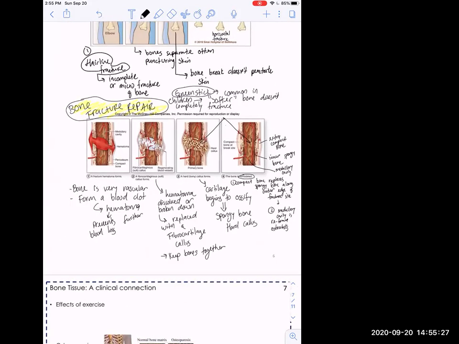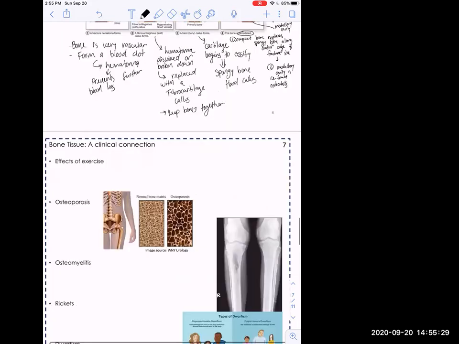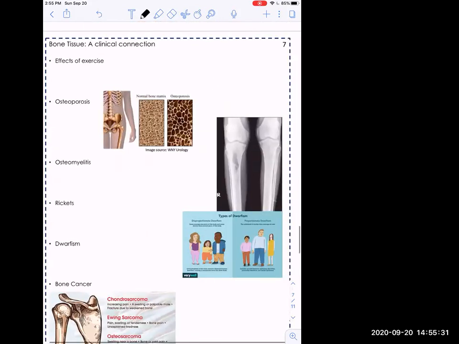So I'm going to finish up this lecture by going over just a couple quick things related to bone pathology and a little bit of clinical stuff. A couple things about bone tissue. First off, the effects of exercise. Number one, exercise is good for bones to a degree. Things like running can often lead to microfractures, but in general, it's good for bones.